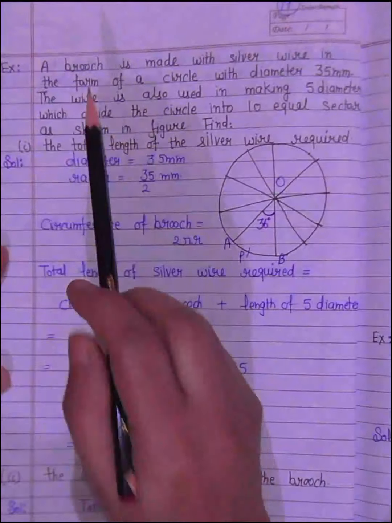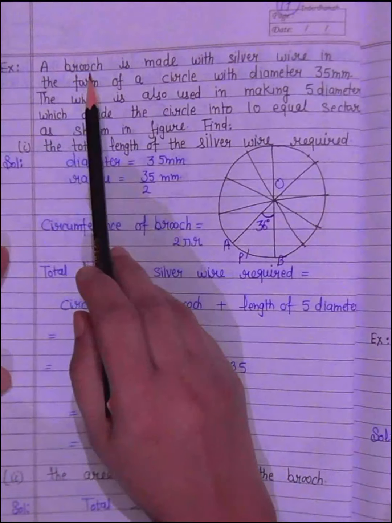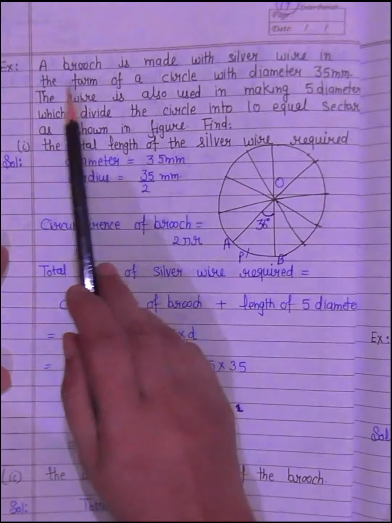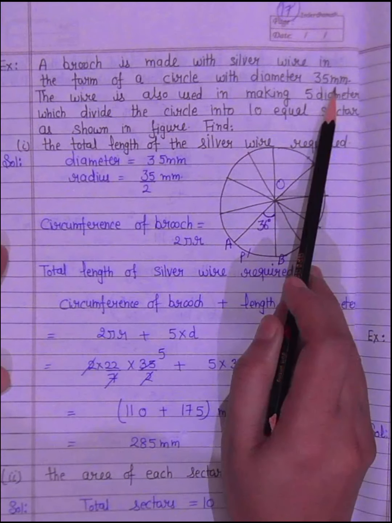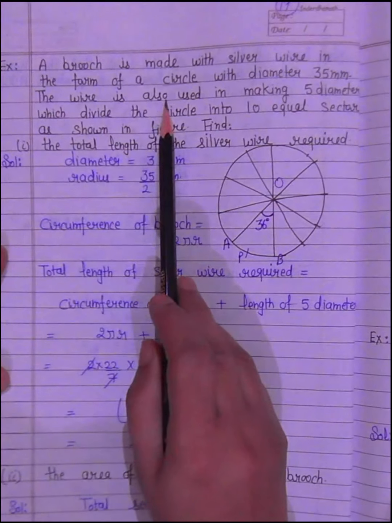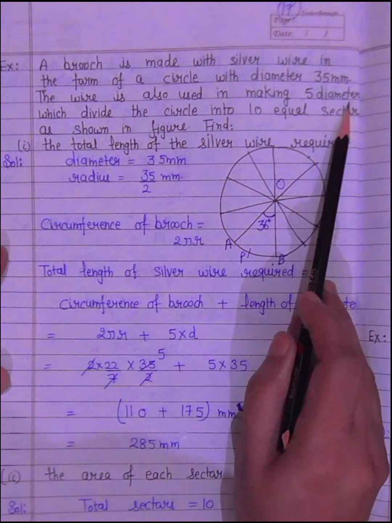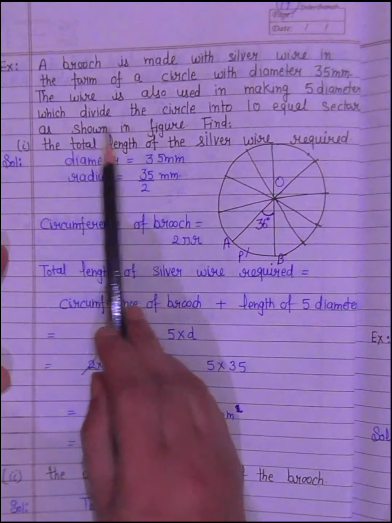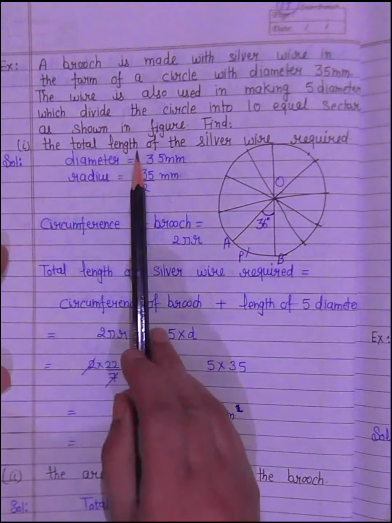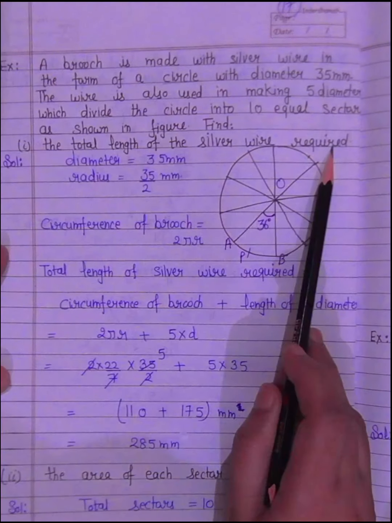58.929 meter square. Next example, a brooch is made with silver wire in the form of a circle with the diameter 35 millimeter. The wire is also used in making 5 diameters which divide the circle into 10 equal sectors as shown in the figure. Find the total length of the silver wire required.